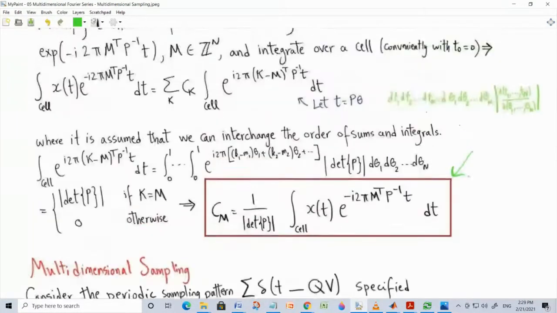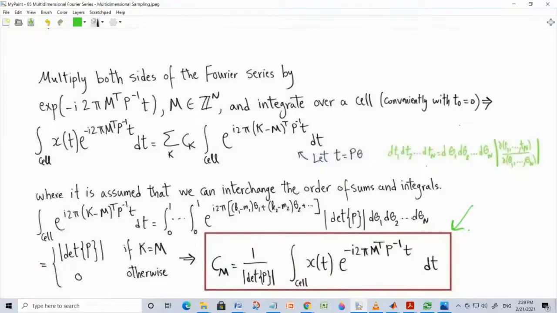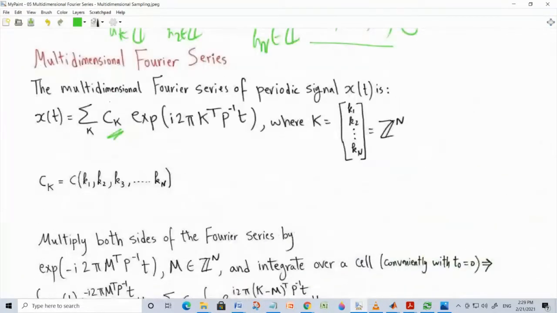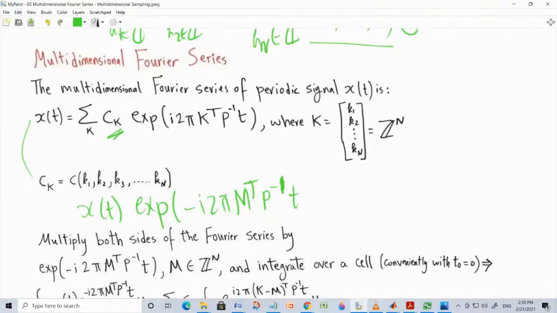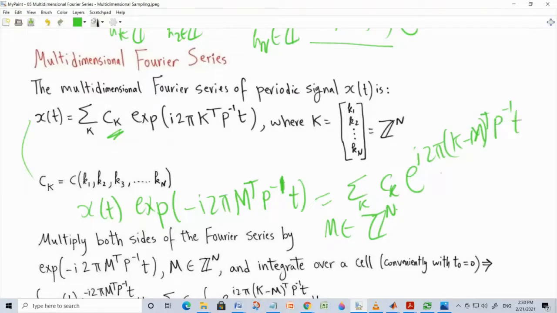If we try to do the proof, it's not very rigorous, but the idea is this: you write down this formula, and then you say, I will take x of t and multiply it by exponential minus i 2 pi m transpose P inverse t, where m is a vector of integers in the n-dimensional space. So you multiply left and right. When you multiply, this one will be ck, and then it will be e to the i 2 pi (k minus m) transpose P inverse t.